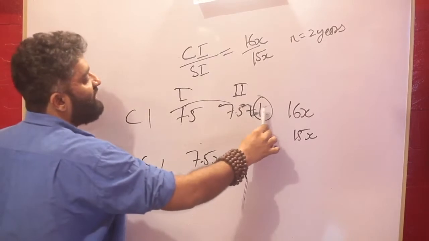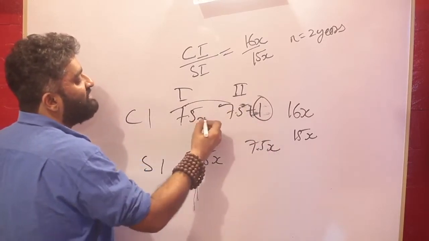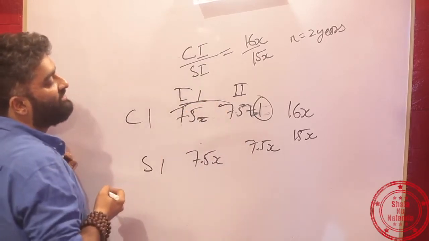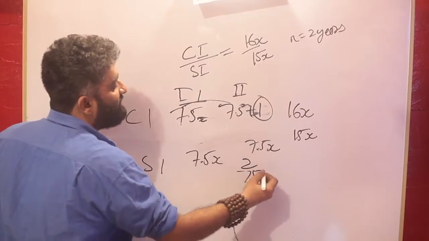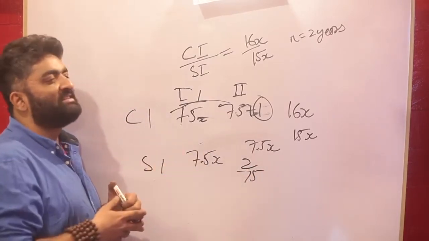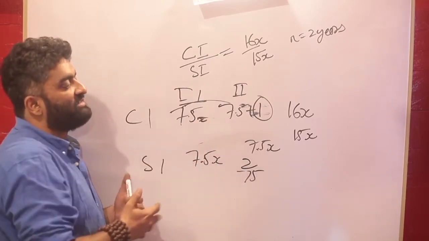And where did this 1 come from? This 1 came from the rate of interest being applied on 7.5x, right? So my rate is 1 upon 7.5 or 2 upon 15. 1 upon 15 is 6.66. So 2 into 6.66 would be 13 point something, right? So that is one way of solving this problem, right?